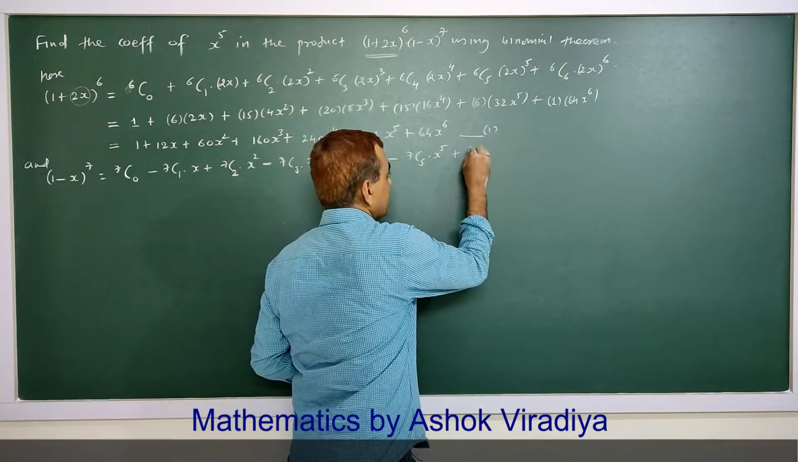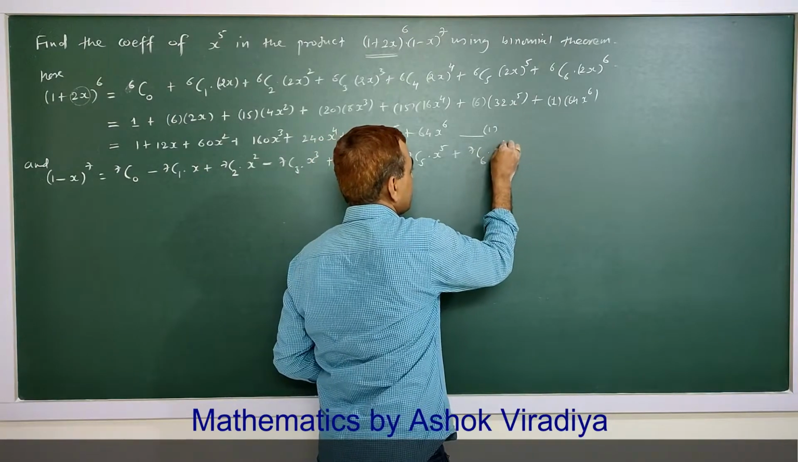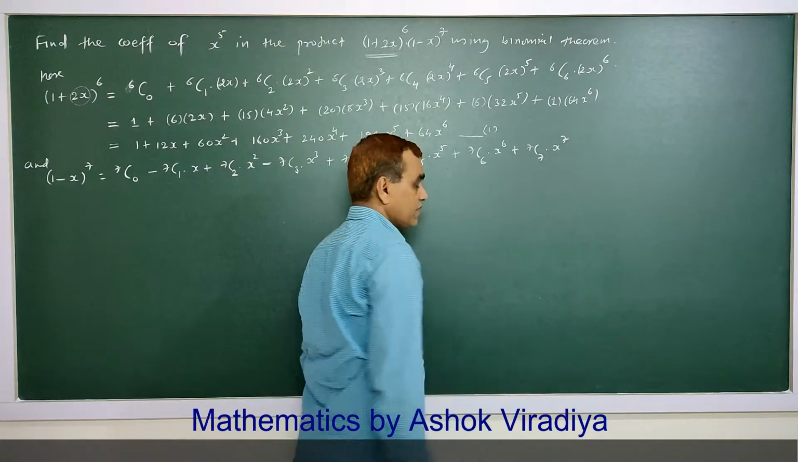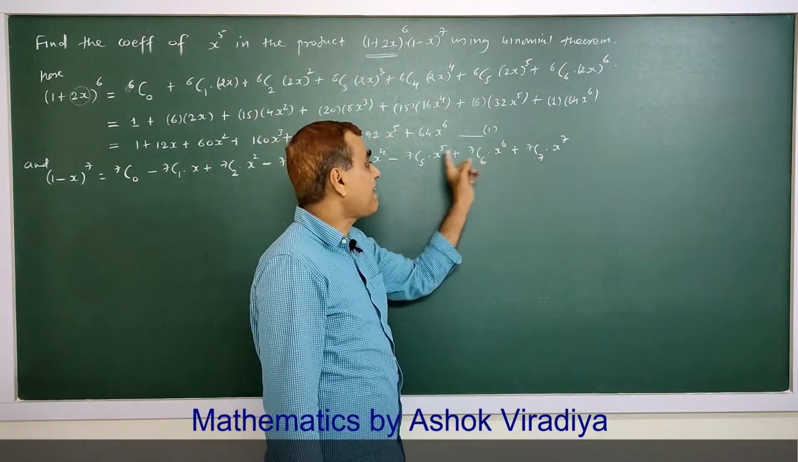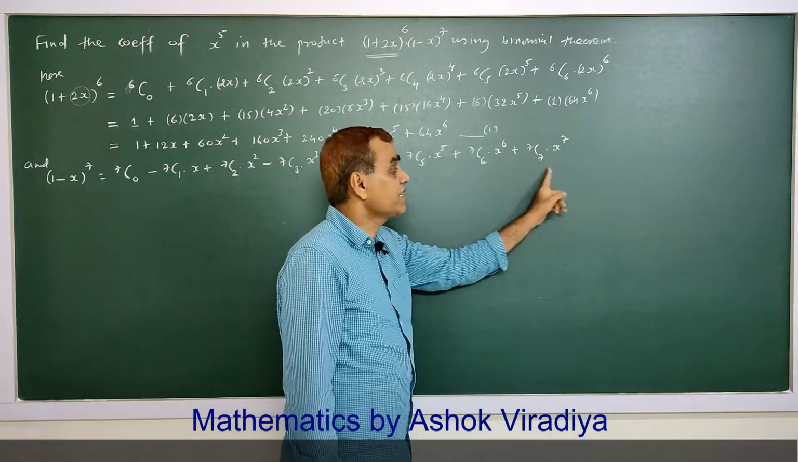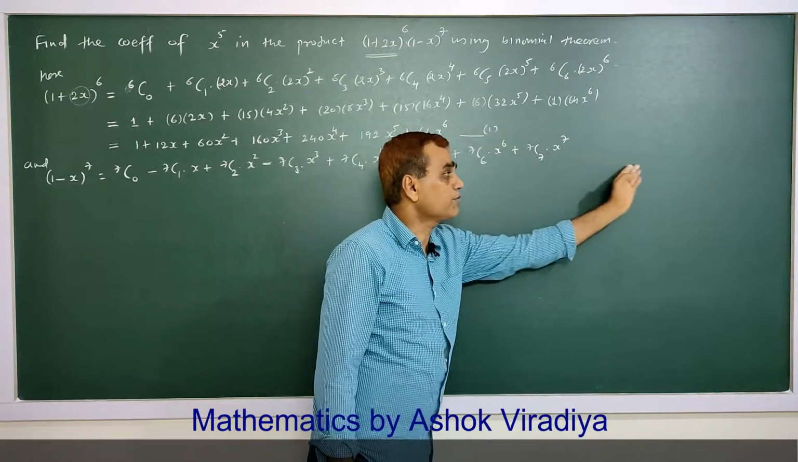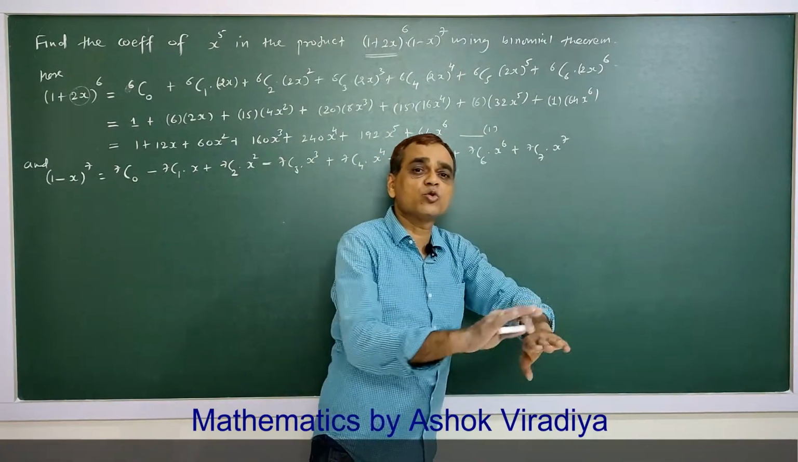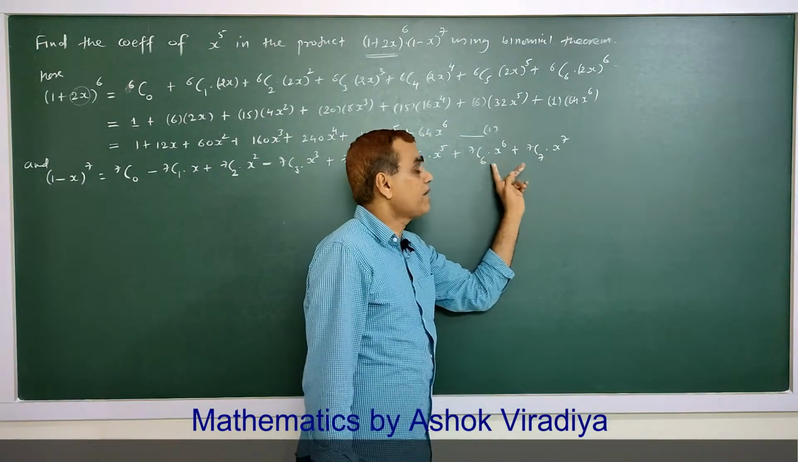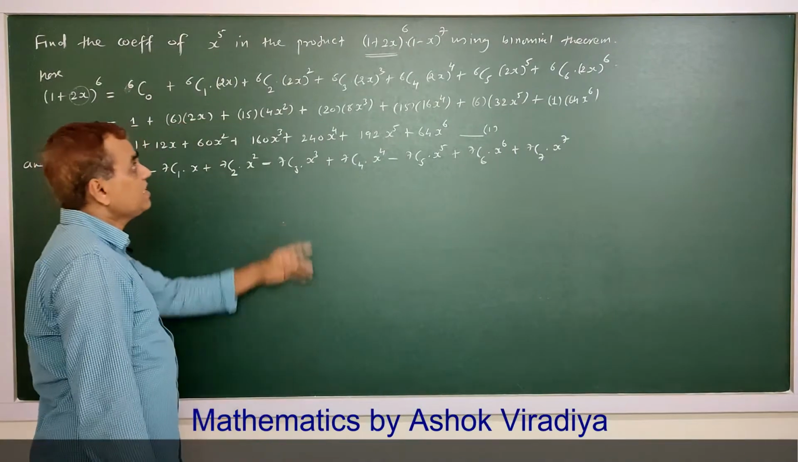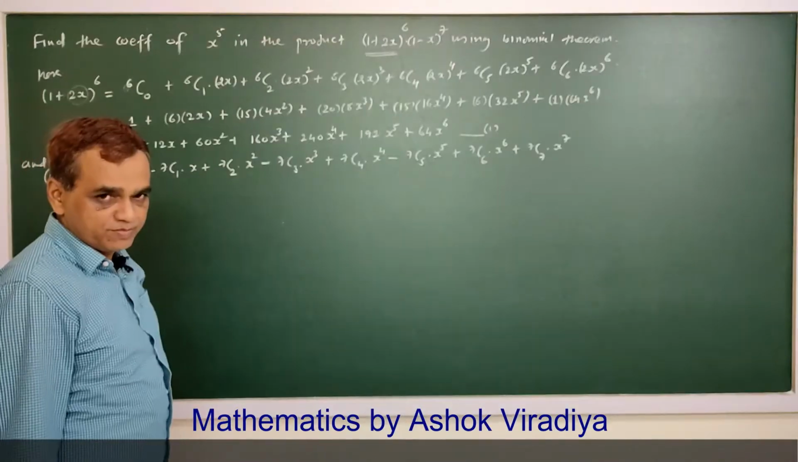So plus 7C6 x raised to 6 plus 7C7 x raised to 7. So only two terms were left after x raised to 5. That's why we are showing them here. Otherwise, if more than 3-4 terms are left, no need to show. We can show them by dashes, because we need only till x raised to 5.